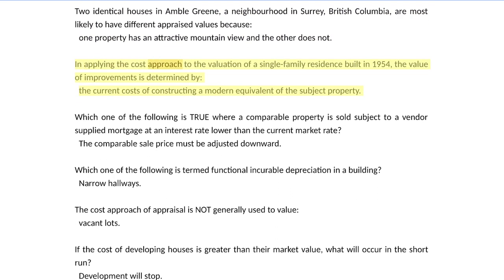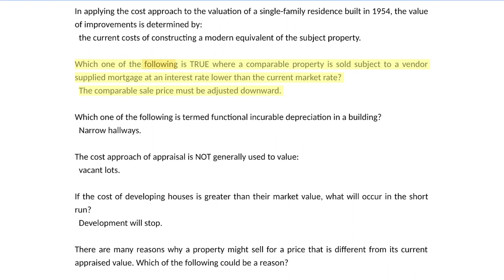In applying the cost approach to the valuation of a single-family residence built in 1954, the value of improvements is determined by the current costs of constructing a modern equivalent of the subject property. Which one of the following is true where a comparable property is sold subject to a vendor-supplied mortgage at an interest rate lower than the current market rate? The comparable sale price must be adjusted downward.